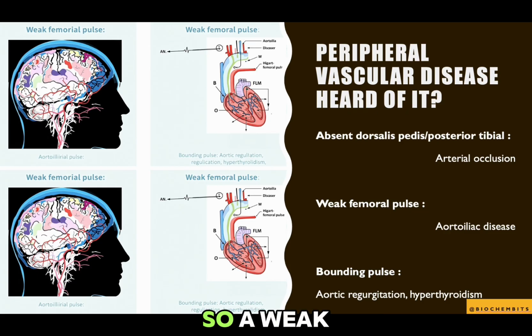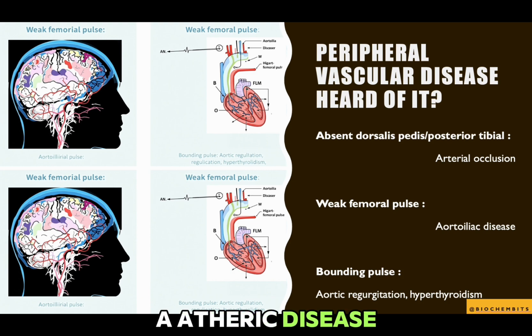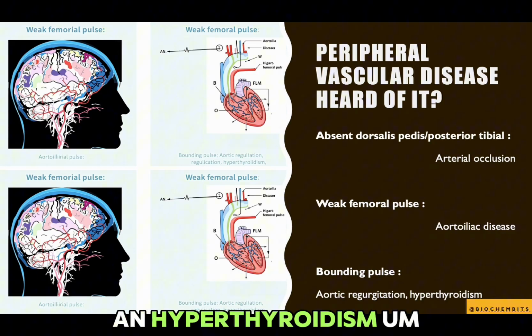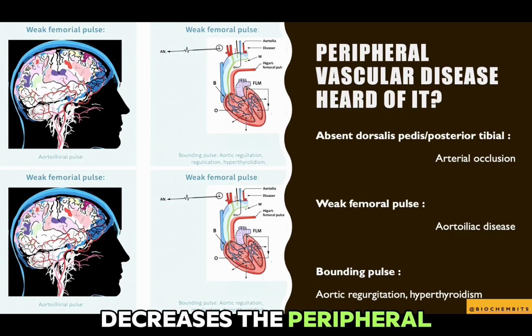A weak femoral pulse usually indicates aortic disease, and when you have a bounding pulse like a water hammer, then you know that this pulse is showing there is aortic regurgitation, where the blood leaks back into the left ventricle. This is somewhat serious, especially during the diastole. And in a hyperthyroidism state, it may be due to an increased cardiac output that decreases the peripheral resistance.